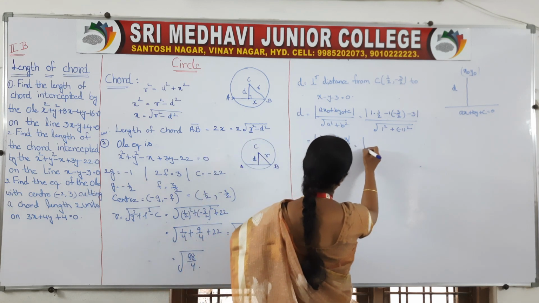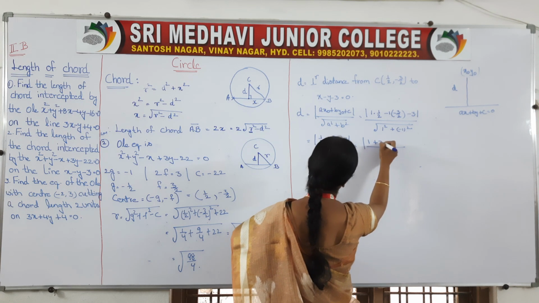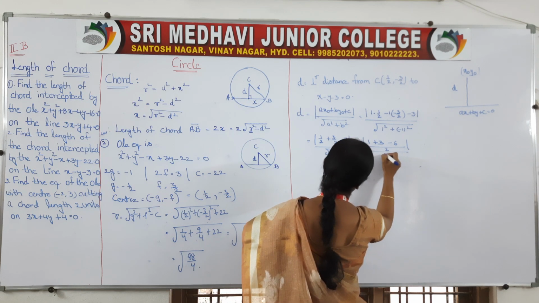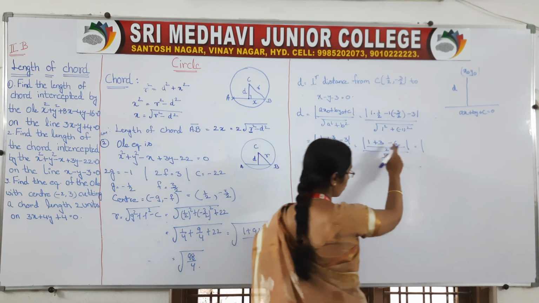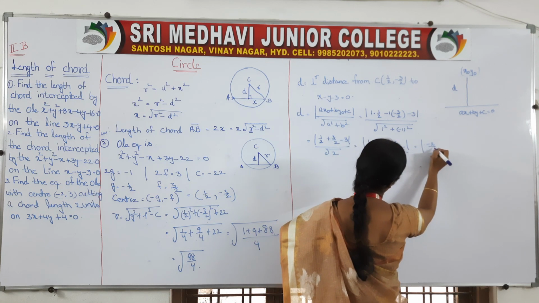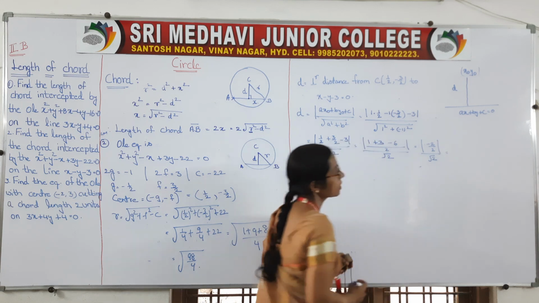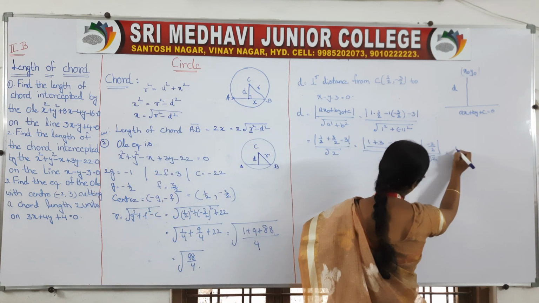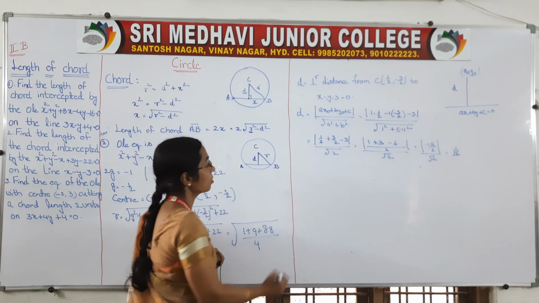So come on, take the LCM now, it is 2. So 1 plus 3, 2 3s are 6, by root 2. So is equal to 1 plus 3, 4, 4 minus 6 is minus 2, by 2 by root 2. So it is 2 to cancel, minus 1, modulus is there, 1 only, 1 by root 2. You got your D value.